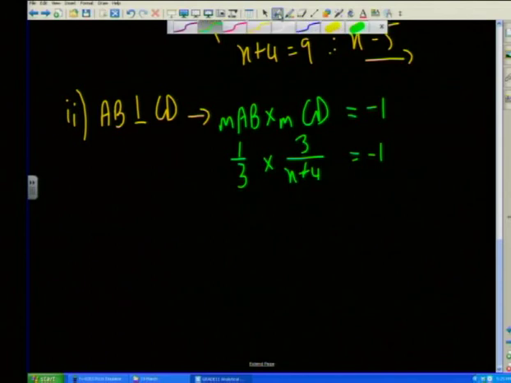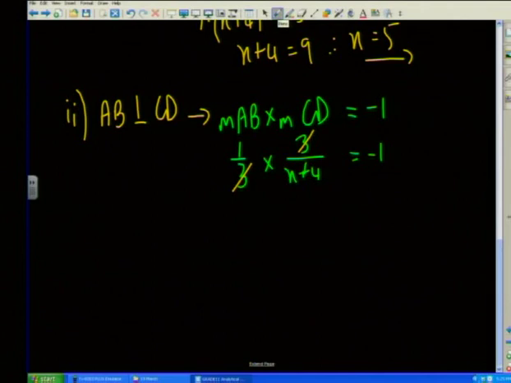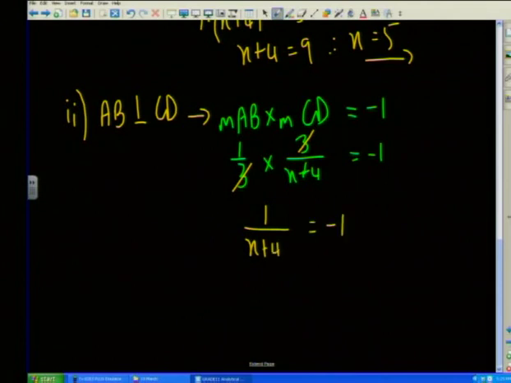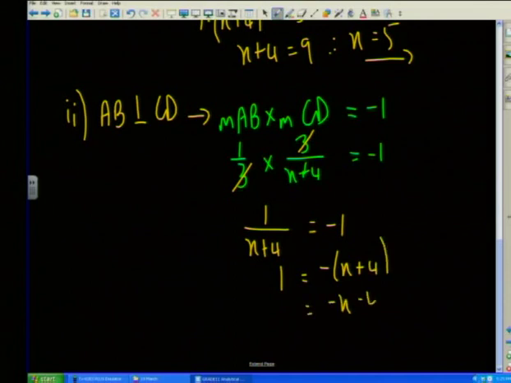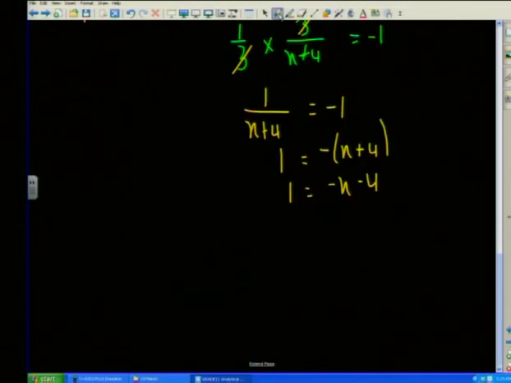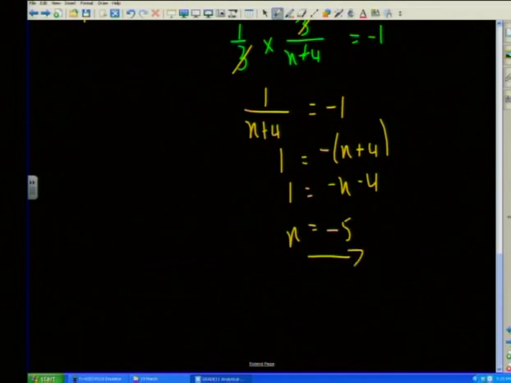The nice thing is, at this stage, we should see that this 3 at the bottom would cancel with the 3 at the top. And so when I multiply, I'm going to get 1 over x plus 4 is equal to negative 1. And now I can take this denominator and multiply it to the other side. And so I'm going to say 1 is equal to negative x plus 4, which is negative x minus 4 is equal to 1. I'm going to swap the x to the left because I just like to see positive x's. I'm going to take the 1 over and x is equal to negative 5.